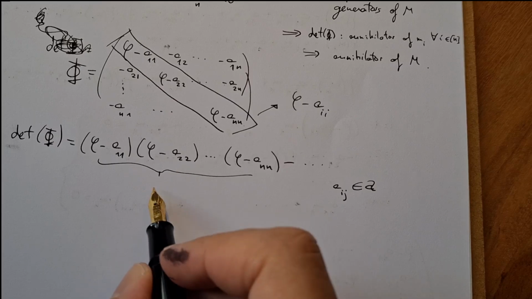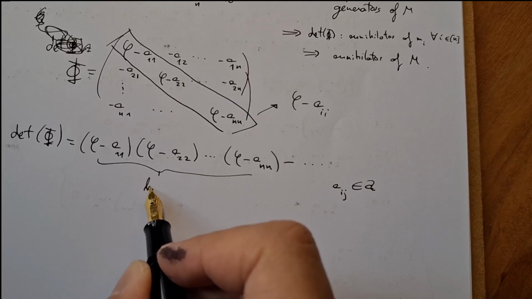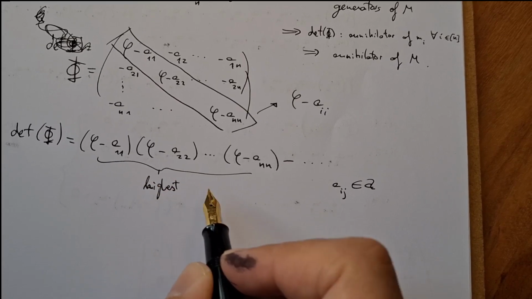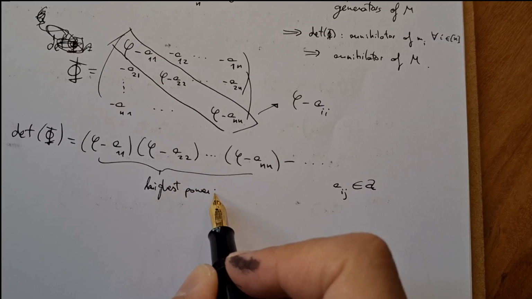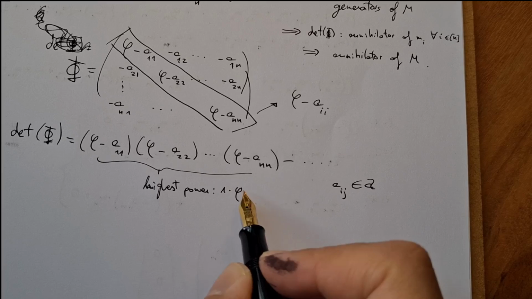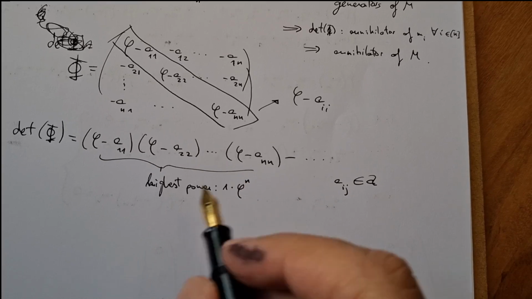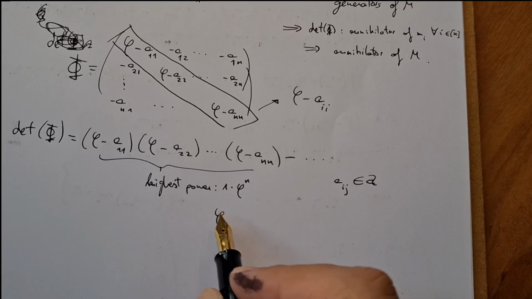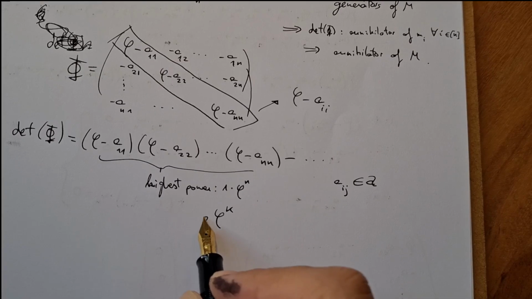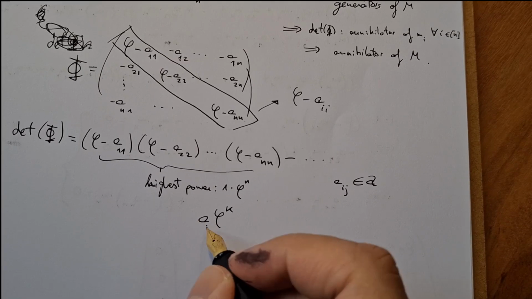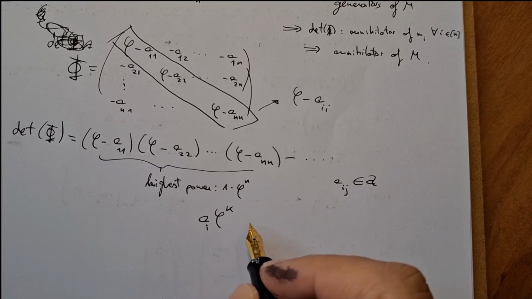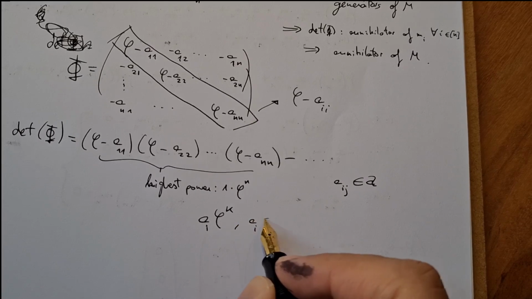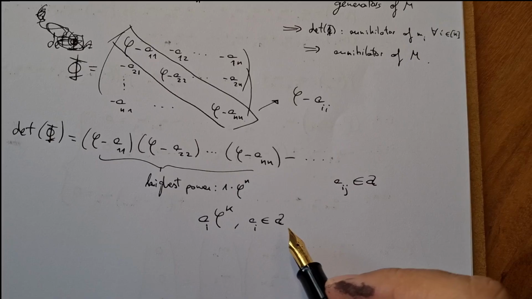So here the max, the highest power will be 1 multiplied by psi to the n. And then for the rest of psi to the k, we will have here some a sub I, and this a sub I is a member of the ideal.